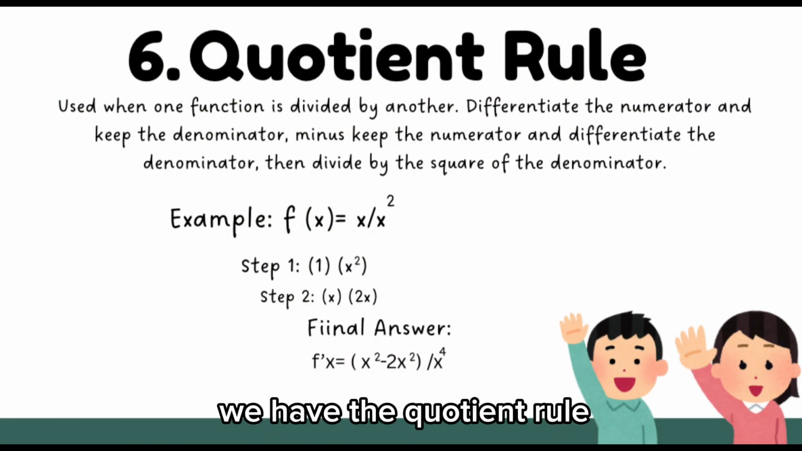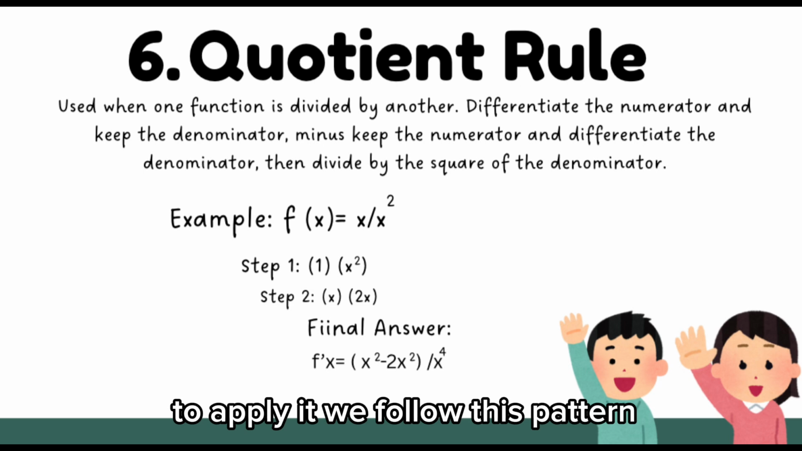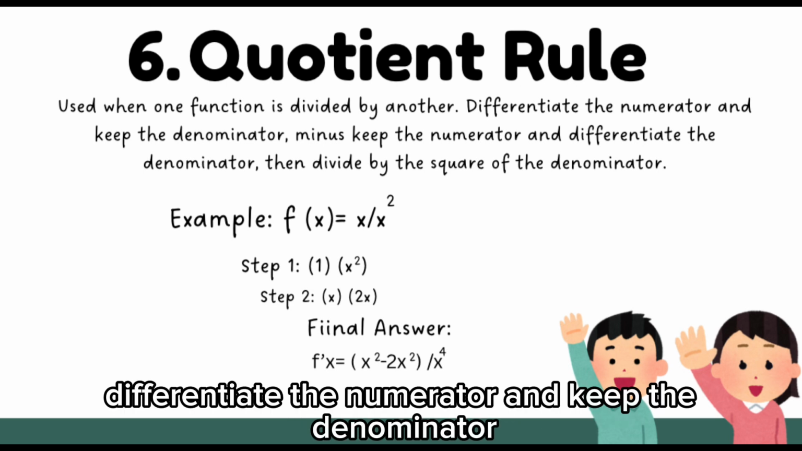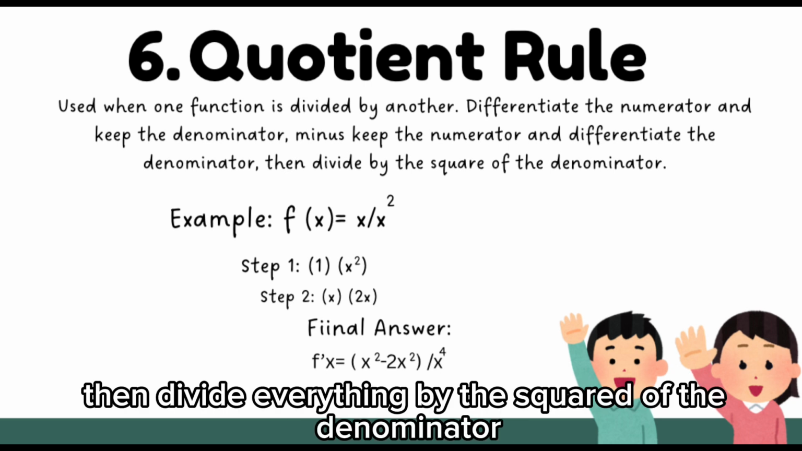We have the quotient rule. This rule is used when one function is divided by another. To apply it, we follow this pattern. Differentiate the numerator and keep the denominator. Minus, keep the numerator and differentiate the denominator. Then divide everything by the square of the denominator.